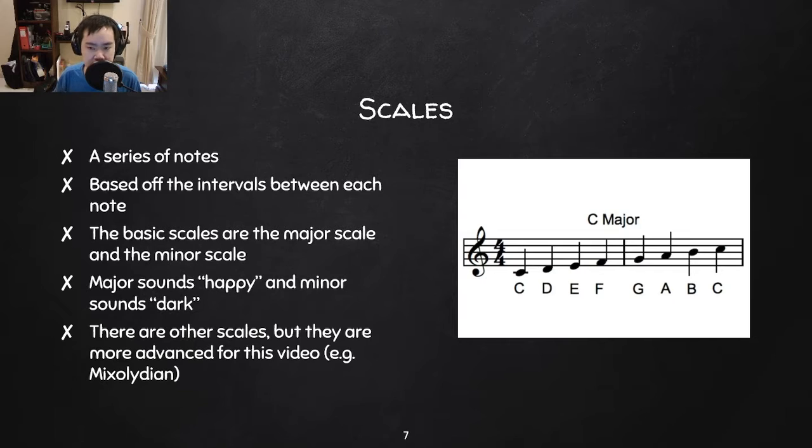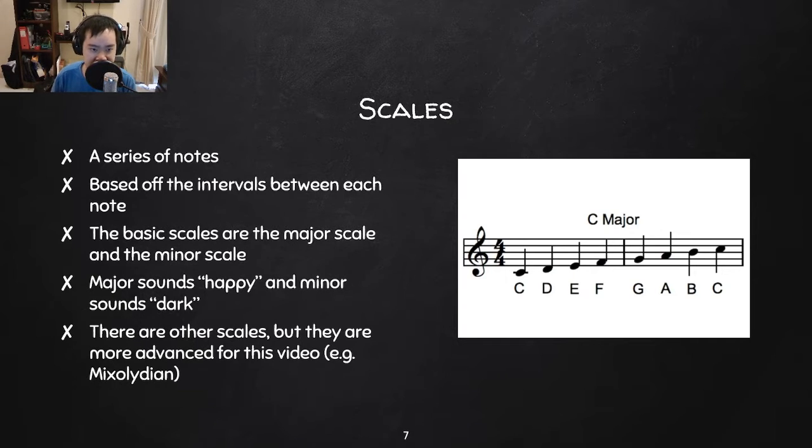So the basic scales that you want to learn are the major and the minor scale. And I'll use a term that's a little bit more beginner friendly, although it's not quite the most accurate way of describing it. But just for the sake of this video, I'll explain it in this way. Major sounds happy, and minor generally sounds dark or sad. Again, it's not the most accurate way or the most representative way to explain the mood that these scales invoke, but there it is.